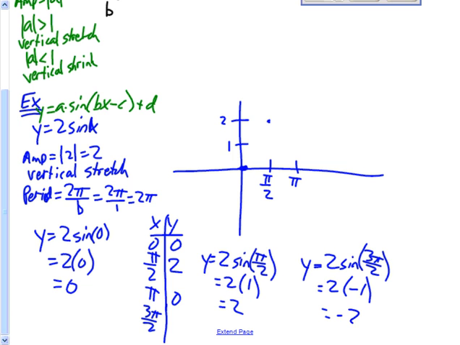So I got negative 2. So at 3 pi halves, I'm at negative 2, right? That's 3 pi halves. Now at 2 pi, what's the sine of 2 pi? 0. 0 times the 2 in front is 0, right? So this thing ends up, and I'm pretty confident in this already, so I'm going to stop there. I'm assuming you can keep going on that.